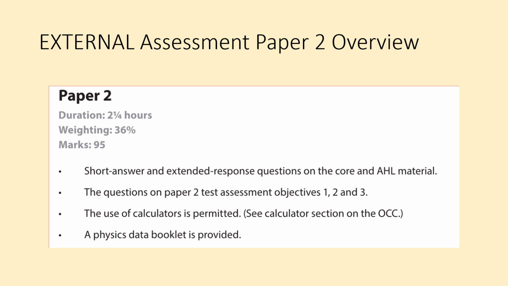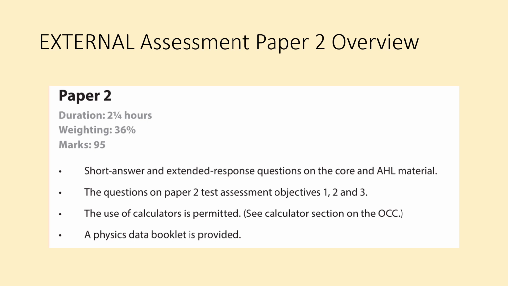The HL exam itself has a duration of 2.25 hours and usually consists of short and extended response questions. Now, the number of questions on each paper is approximately 8 or 9, and the number of points per question ranges from 7 points to 15 points to give a total of 95 marks. Okay, calculators are permitted, unlike on the paper 1 exam, and use of the physics data booklet is required.